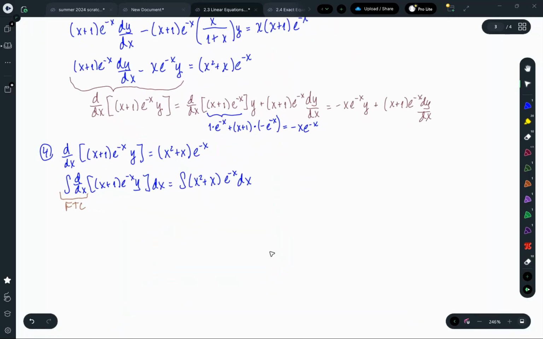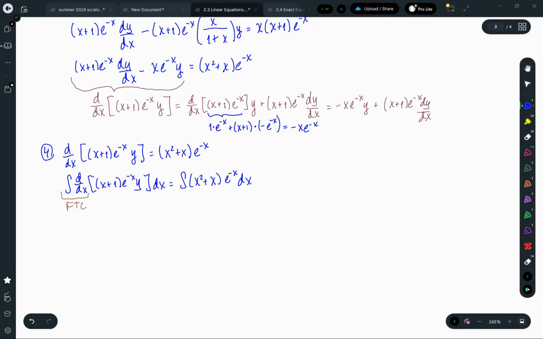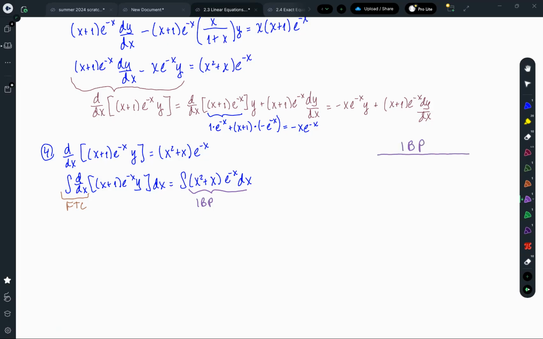Okay, so I need to integrate the right-hand side, and it requires an integration by parts, which I call IBP for integration by parts. So over here on the right, I'm going to take care of my integration by parts, and I'm going to use tabular integration because it will be faster. This is a really valuable skill to learn. I teach it in my Calculus 2 classes, but you might not have learned it in your Calculus 2 class.